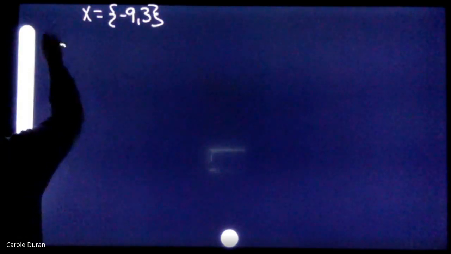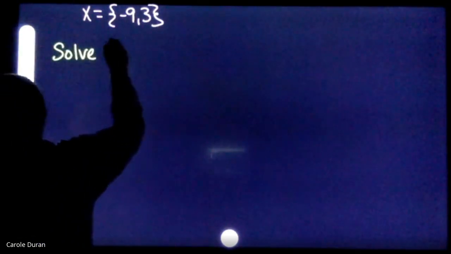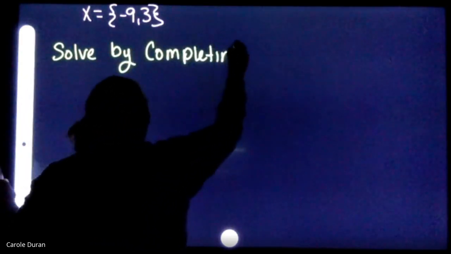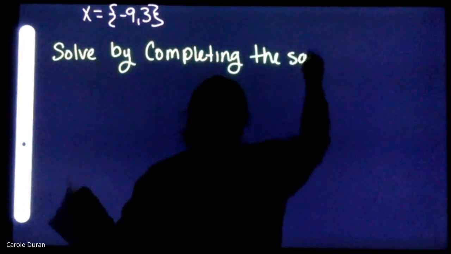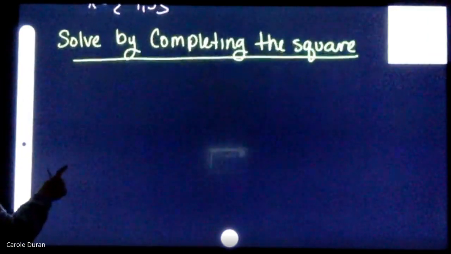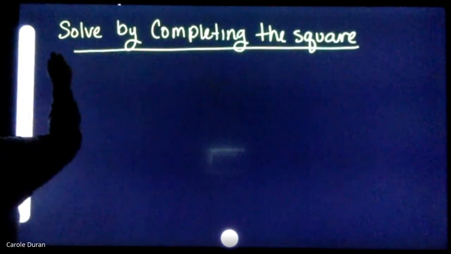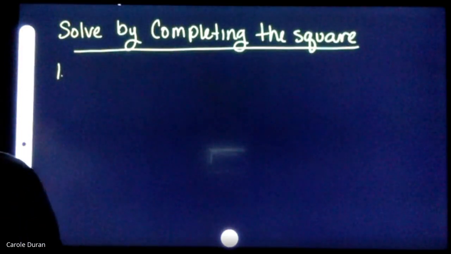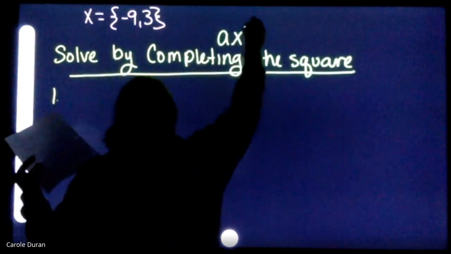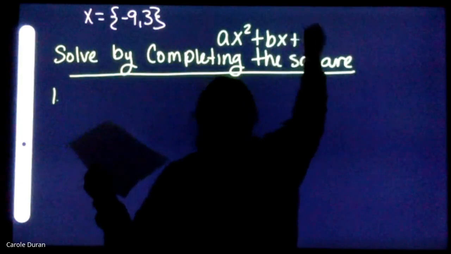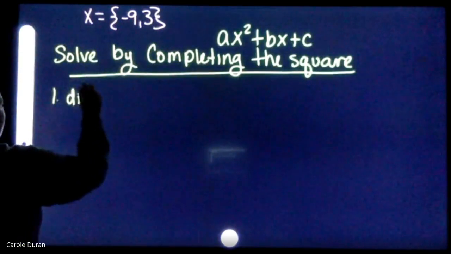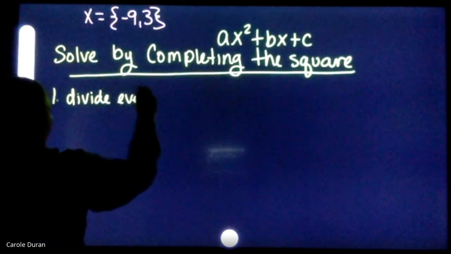Okay, so when we're completing the square, I'm going to go ahead and write out the steps. These steps are written out fully in the notes. I might give like the abbreviated version of them. So step 1, when we are solving by completing the square, before we do this, remember all of our quadratics are written as ax squared plus bx plus c. Okay, so that's important. Our first step is to divide everything by a.